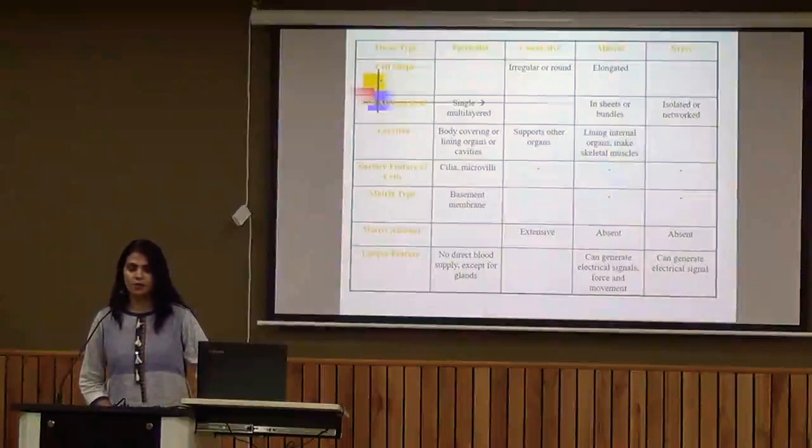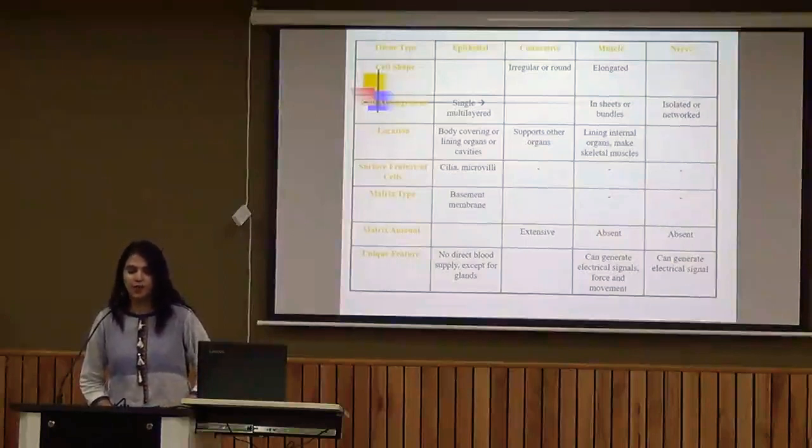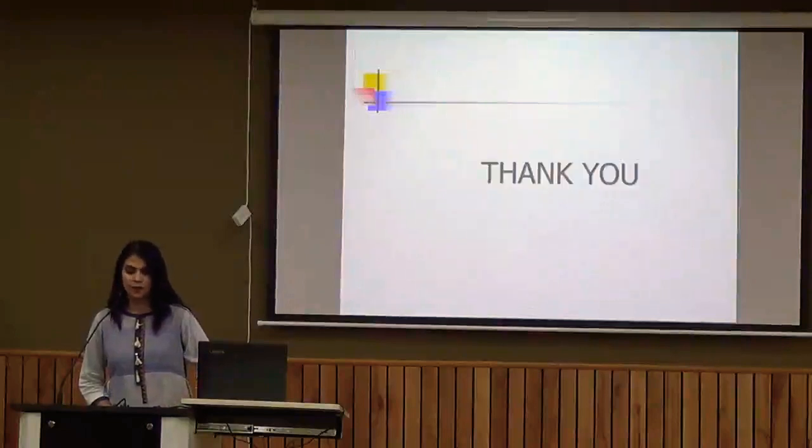So here they have just told us the different types of animal tissue, and we can compare them on the basis of what type of cells are present, where they are located, what is the special feature of these cells, what kind of matrix is present, what the matrix amount is, and what are their unique features. So this is a kind of comparison between all the 4 types of animal tissue. So this is what we have done in this particular chapter.